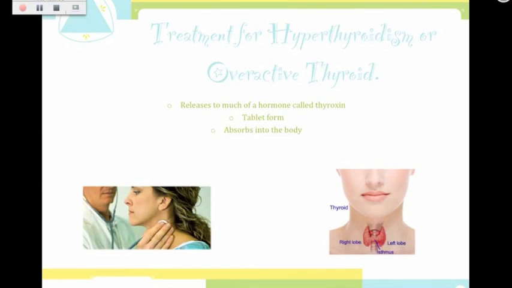Iodine-131 is also used to treat a disease called hypothyroidism or overactive thyroid. This is when the thyroid gland releases too much of the hormone called thyroxine. A patient is treated for this with iodine-131 in a tablet form. The patient will swallow the tablet and the radiation will absorb into the body and target the affected area.